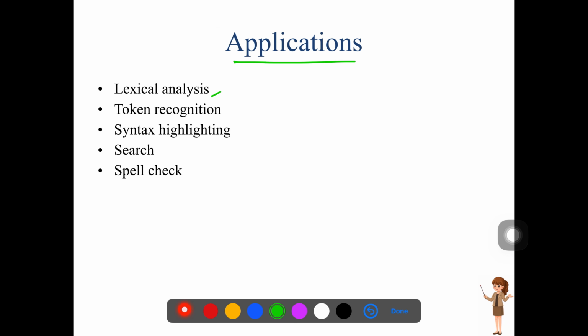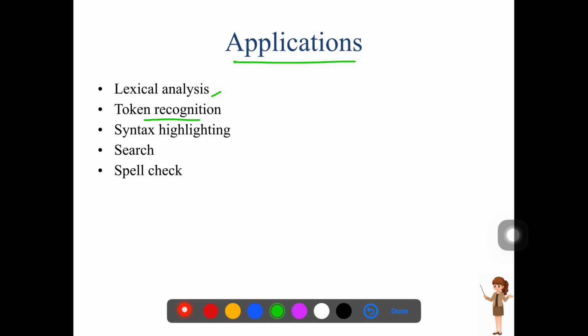Applications. A regular expression is used in lexical analysis for identifying the tokens. Token recognition also uses the finite automata. Syntax highlighting uses the finite automata. And for searching a specific word or a specific pattern, we'll use the regular expression. Spell checking will use the finite automata. I hope you guys understood. Let's move on to the next slide.